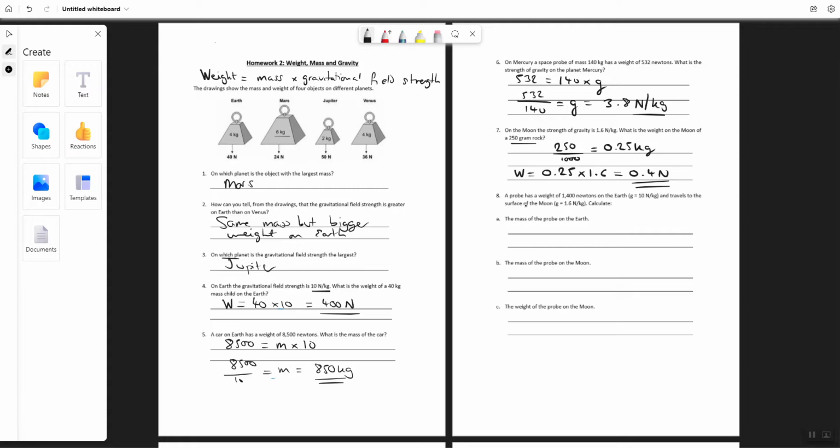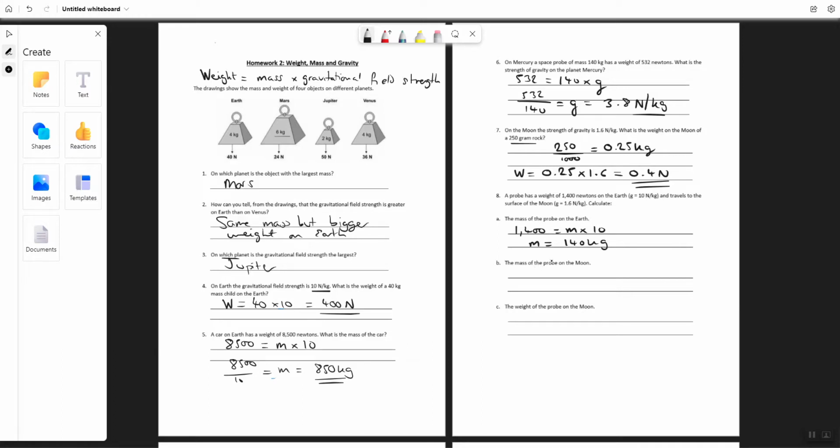If you forgot to do this first step, you would drop a mark. So you don't lose everything, but you drop a mark if you don't do it. A probe has a weight of 1,400 newtons on the Earth, travels to the surface of the moon, calculate the mass of the probe on the Earth. So we've got 1,400 as the weight is equal to mass times 10. So therefore the mass equals 140 kilograms.